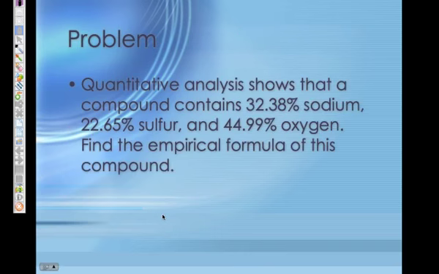So here is a problem. Quantitative analysis shows that a compound contains 32.38% sodium, and the rest is sulfur and oxygen. We're finding the empirical formula. If we have 32.38% sodium, how many grams of sodium are we going to assume we have if we have 100 grams of that compound? 32.38 grams of sodium. How many grams of sulfur would there be? 22.65 grams of sulfur, and how much oxygen? 44.99 grams of oxygen, yes.